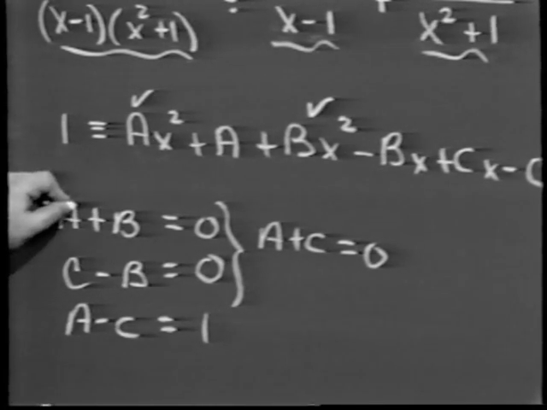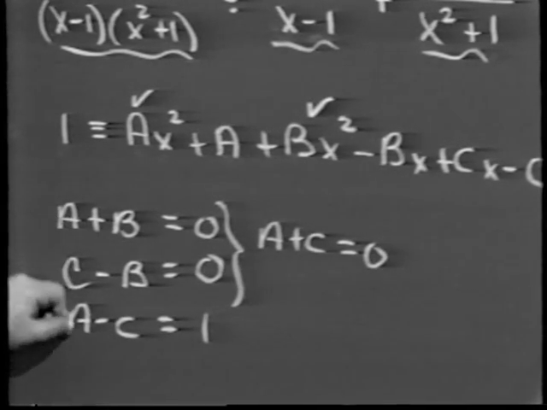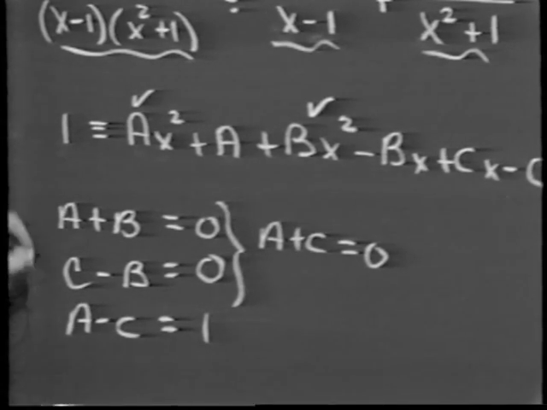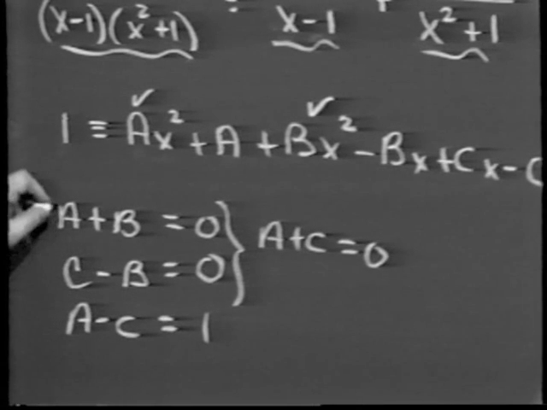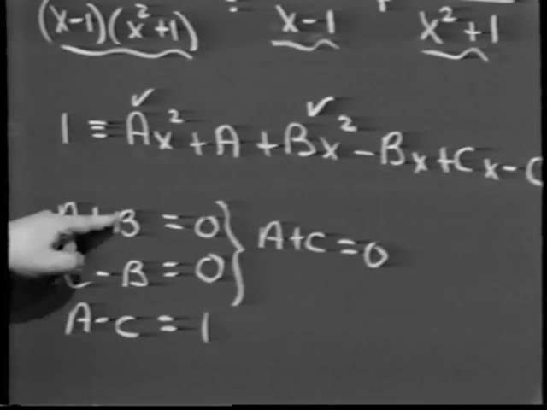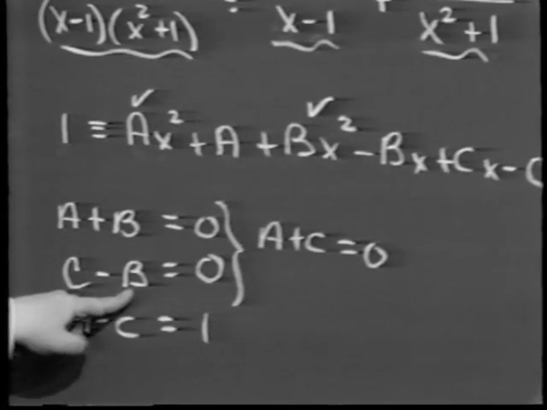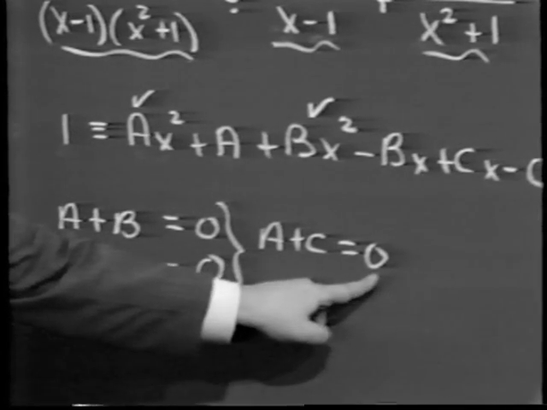What do I wind up with? Three equations with 3 unknowns. Well, there are a number of ways of handling these things. The easiest one I see offhand is I notice if I add the first 2 equations, I wind up with a plus c is 0.